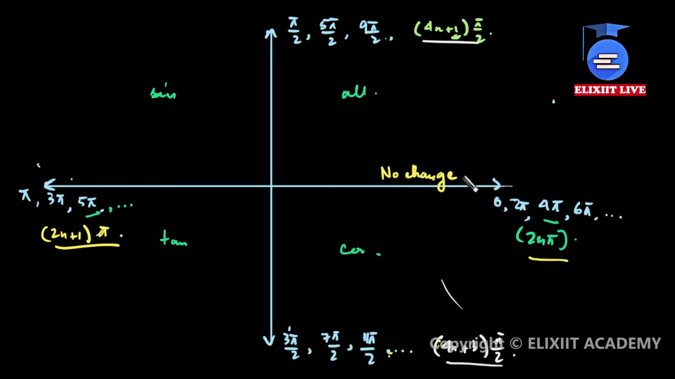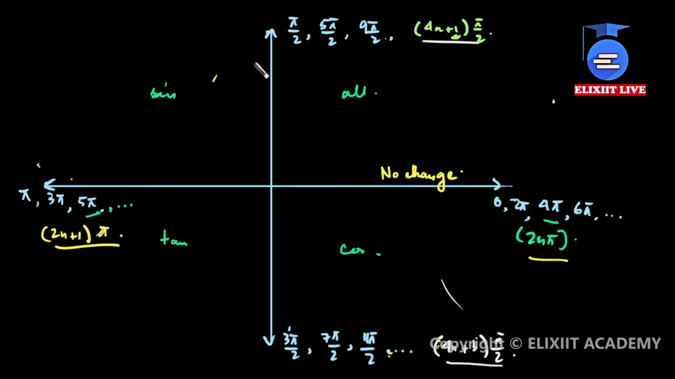Then there will be no change at all. No change means, I'll tell you the change also. What is the meaning of no change and change? First, understand. On the x-axis, if you are traveling, then there is no change. On the y-axis, when you are traveling, then there will be a change.